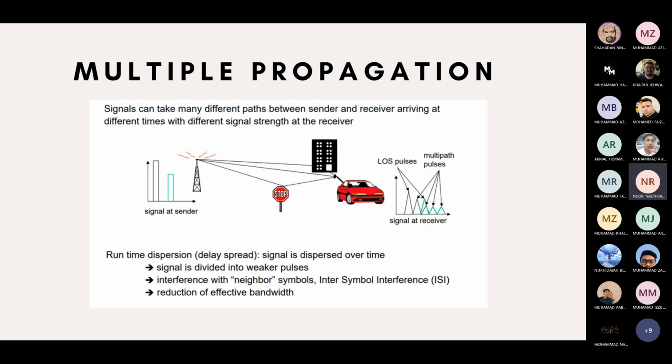And then runtime dispersion, signal is dispersed over time. First, signal is divided into weaker path. Second, interference with neighbor symbol which is ISI. And then reduction of effective bandwidth.